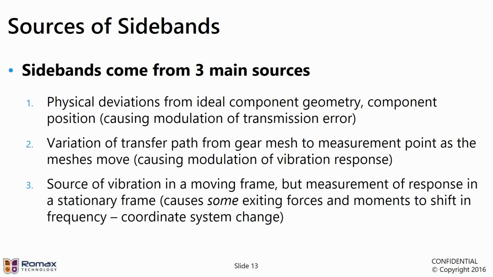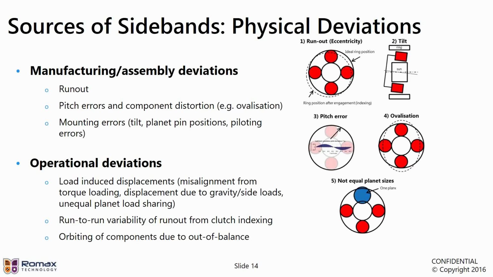And then the third type of sidebands are not strictly modulations in the true sense, but they come from the fact that some of these forces are rotating. So we have radial forces that are rotating, and they're in a moving reference frame because they are rotating. But we are measuring with an accelerometer, microphone, or by listening or whatever, we are measuring the response in a fixed stationary reference frame. And what this means is that when we work out the maths of this, some of the exciting forces and moments shift in frequency because of that rotation, and some do not. And this is down to this change of coordinate system. So it's a mathematical effect rather than some physical deviation or error in the system. So we'll look at each of those in turn.